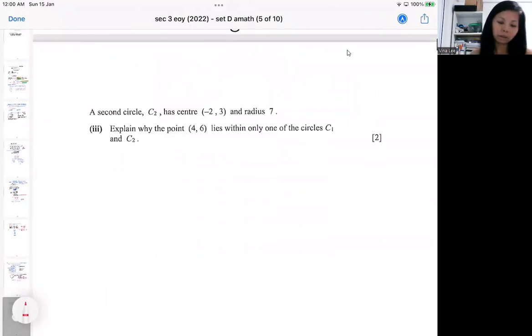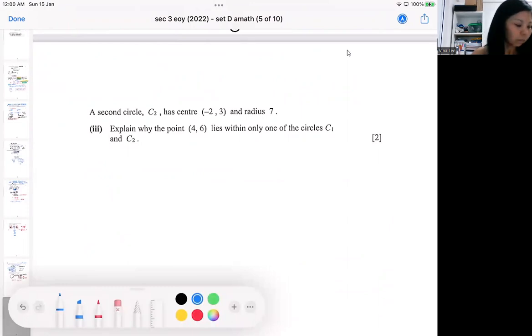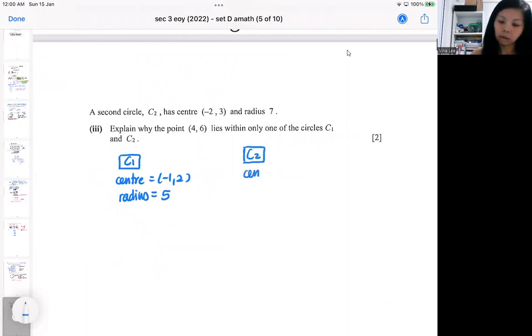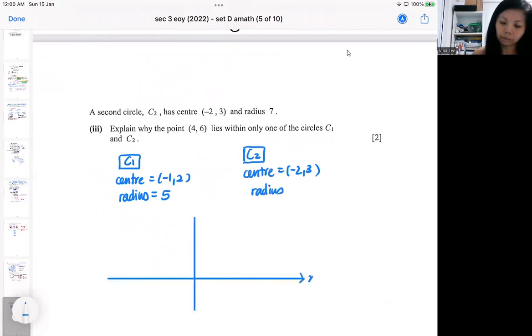So you actually got two circles. Let's organize the information first. For the first circle, my center is this, and my radius is this. For C2, this is the one that they just gave us. If you need to, you can actually try to draw, so you get a bit of visualization. So the radius is 7.